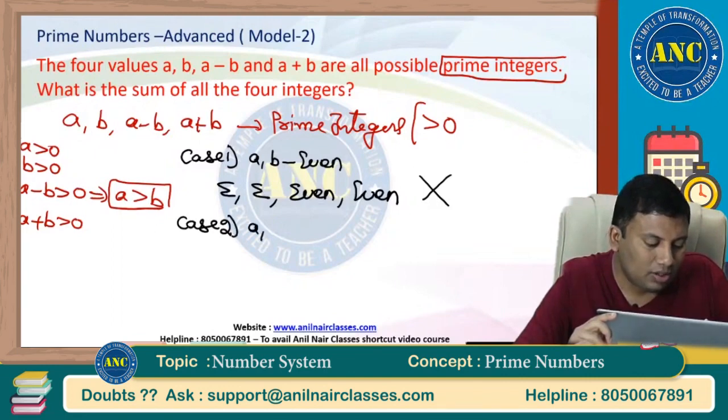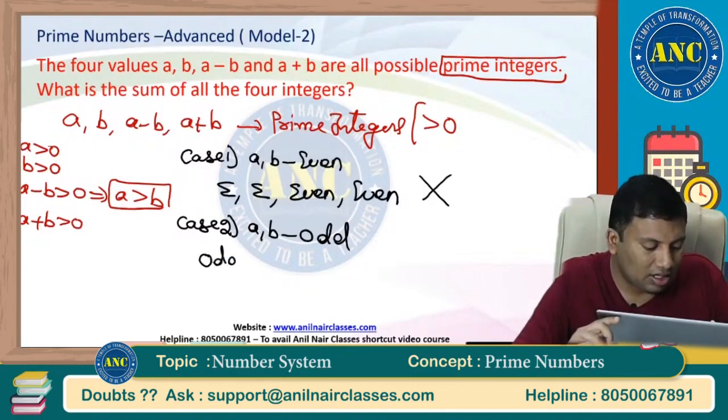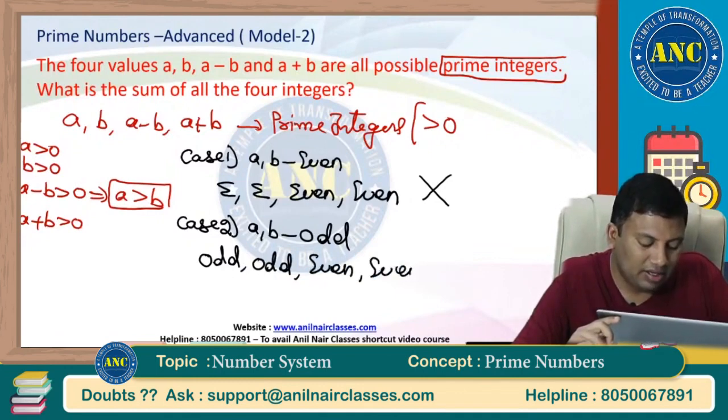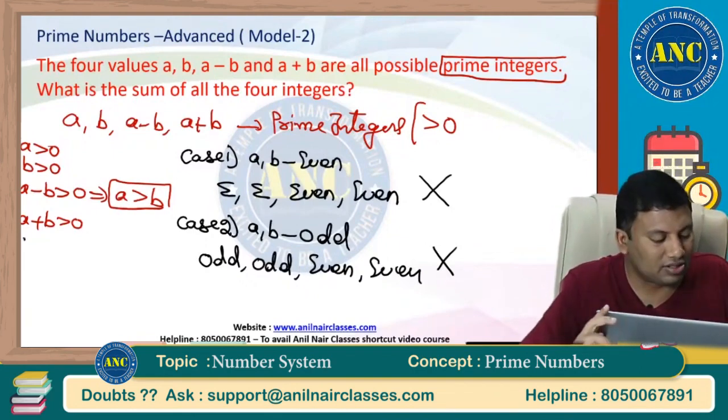Case number 2. A and B both are odd numbers. Odd minus odd is even, odd plus odd is even. There cannot be 2 even numbers in the set of prime numbers. Case number 3. A is greater than B.